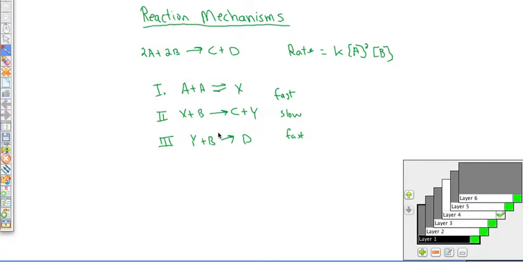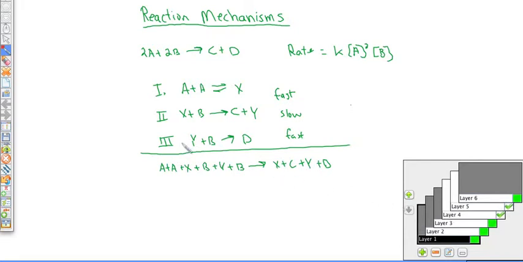All right, so maybe we can prove this by adding this all up. If you are to take these reaction mechanisms and add them all up, I'm going to take all the reactants and add them all up. So I got A plus X plus B plus Y plus B. And then I'm going to take all my products and add them up. Now what I'm going to do is take out my intermediates. I don't want my intermediates in here, right? So I'm going to get rid of all those X's and Y's because those are intermediates.